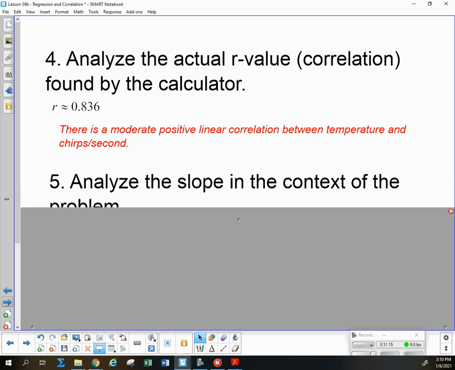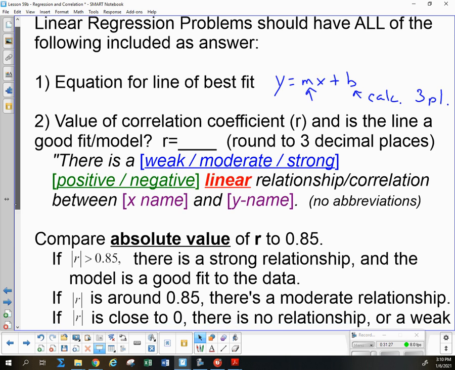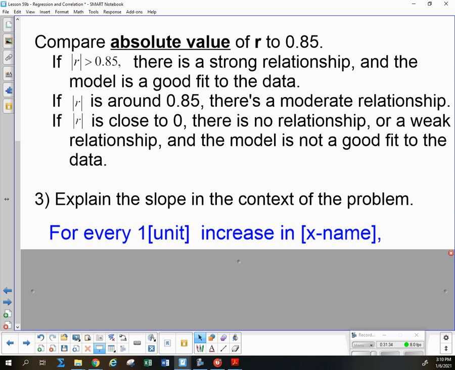Question number 5 says to analyze the slope in the context of the problem. So let's go back to that page for analyzing things, which I have written out more or less right here. It went on and said that we're going to write out a sentence, and it's always going to be for everyone, and then you need to name the units. These square brackets mean you need to fill in what the units really are. Grams, pounds, degrees, whatever they are.